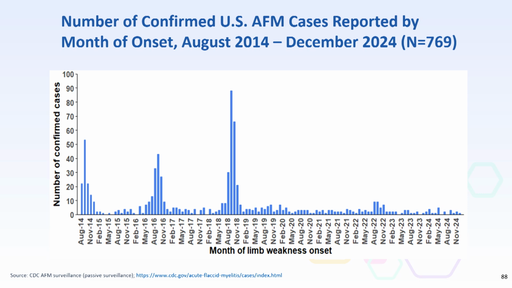CDC has been conducting surveillance for AFM since August 2014. The number of confirmed cases for which CDC has received information is represented by the blue bars on the epi curve. From August 2014 through December 2024, CDC received information for 769 patients who were confirmed with AFM. Since AFM surveillance began, increases in AFM cases have occurred in 3 different years: 2014, 2016, and 2018. Given the biennial pattern, another increase was expected in 2020. However, the COVID-19 pandemic and mitigation measures implemented to combat COVID-19 appeared to impact AFM, and cases have remained at baseline levels since 2019.